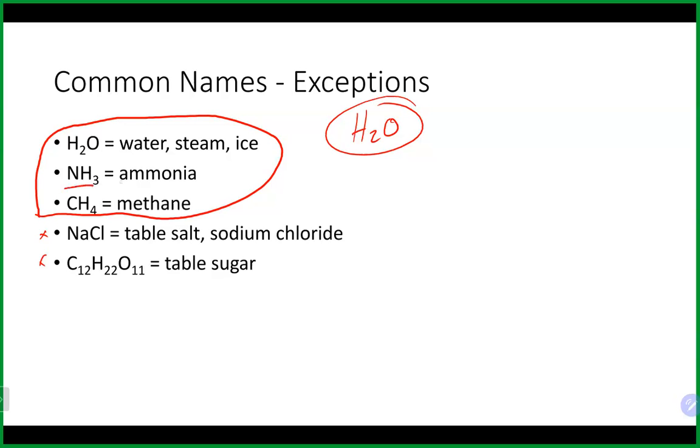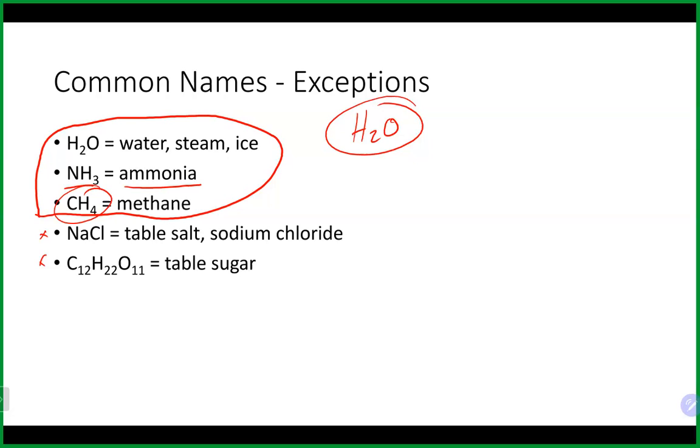When you see NH3, that is ammonia. CH4 is the simplest organic molecule that you could have, and it is methane. It's the stuff that comes out when you light your Bunsen burner there in lab. I will say most people call NaCl sodium chloride, but it is sometimes referred to as table salt, and sucrose or table sugar there for the other one. But I would say definitely those first three, water, ammonia, and methane, you should definitely go by common name.